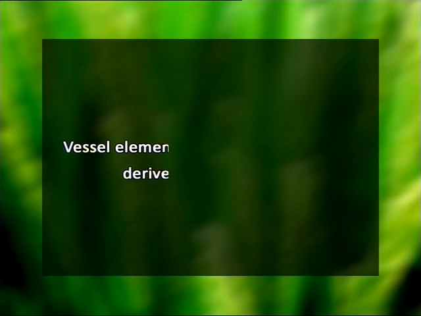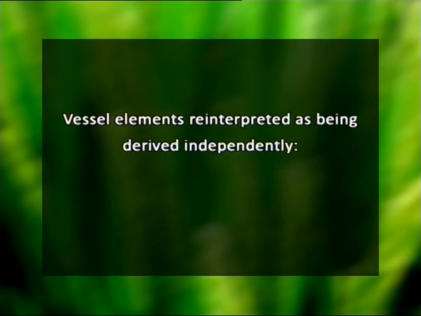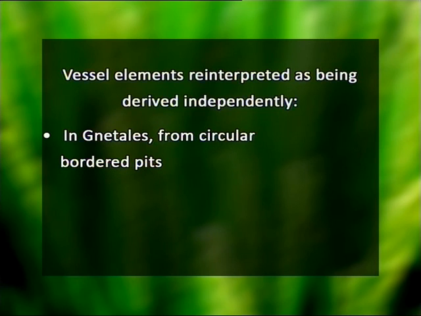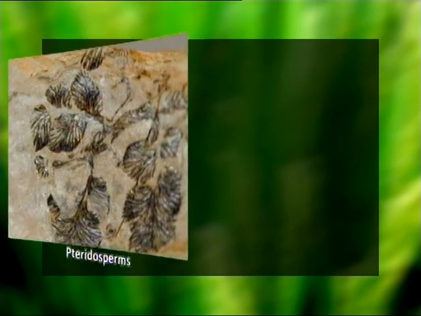However, very recently, this viewpoint has completely changed. For example, vessel elements are now reinterpreted as being derived independently. That means a product of parallel evolution. For example, in Gnetales, they are derived from circular bordered pits, whereas in angiosperms, they are derived from tracheids with scalariform pits.